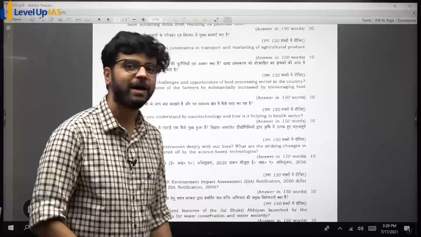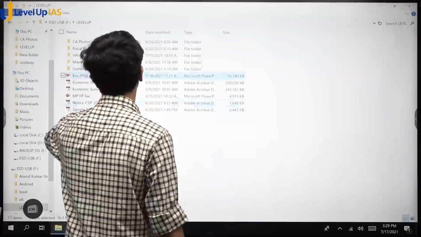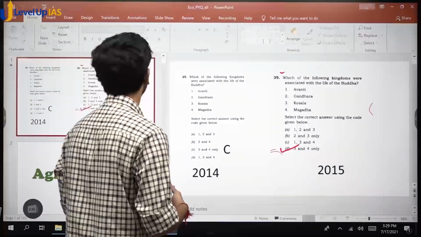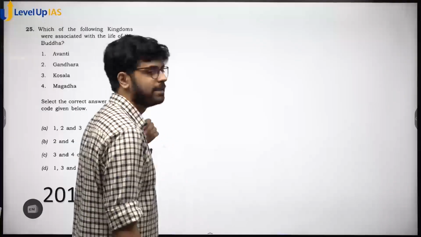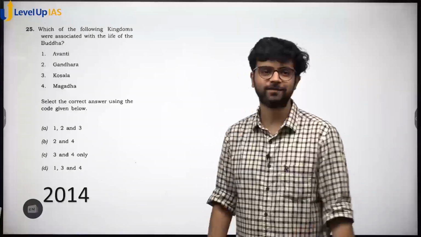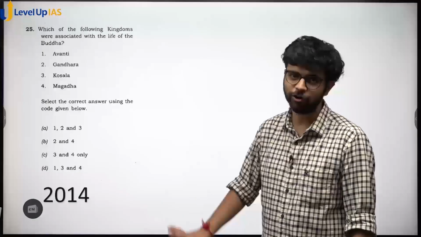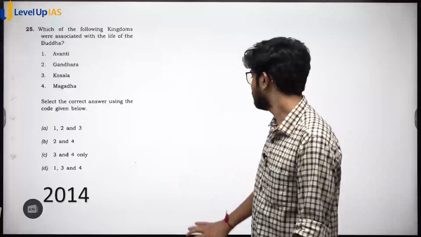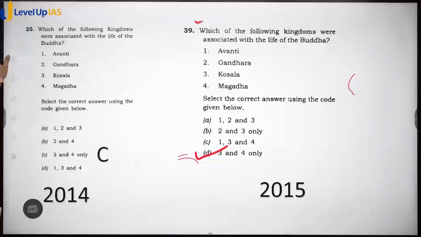Okay, so let me show you one magic. I am in mood for some magic. I'll show you one previous year question. See this question. This is art and culture question. For 1 minute, I'm showing you magic. Small break. This is a question which appeared in 2014. You might know the answer, you might not know the answer. It's an art and culture question. This is a question which appeared in 2014, and this is a question which appeared in 2015.